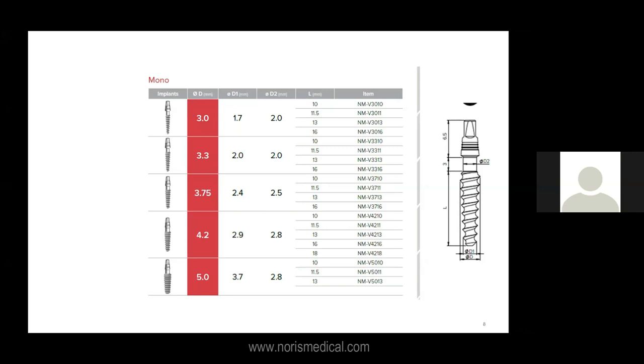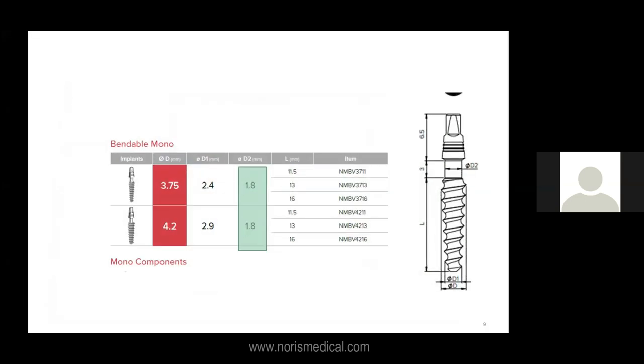2.5 millimeters, for titanium is a too strong metal and not flexible in order to bend it. That's why we can see that when we have the bendable implants, the D2 goes to 1.8 only. So by definition, implants in width of 3 millimeters and 3.3 millimeters are bendable.